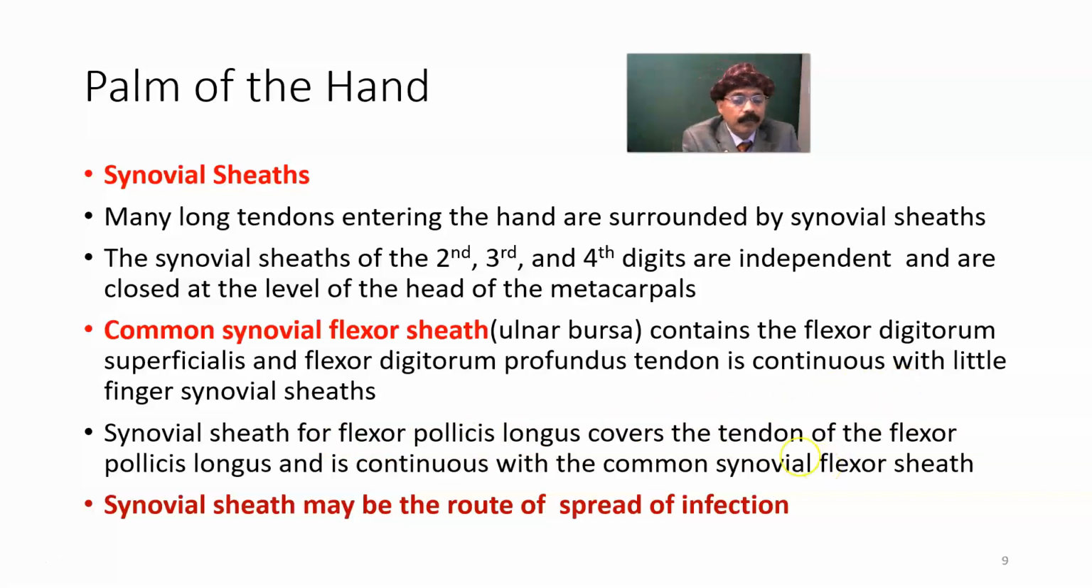The synovial sheath for the flexor pollicis longus covers the tendon of the flexor pollicis longus and is continuous with the common synovial flexor sheath. So here also there is continuity. Only in the second, third, and fourth fingers do we have the digital synovial sheath, and it is usually not continuous with the common synovial sheath. We must emphasize this sentence: the synovial sheath may be the route of spread of infection.